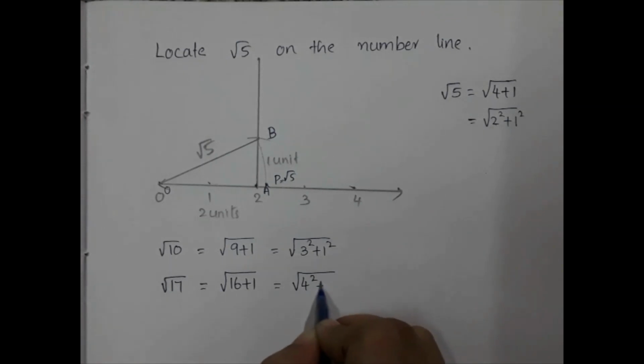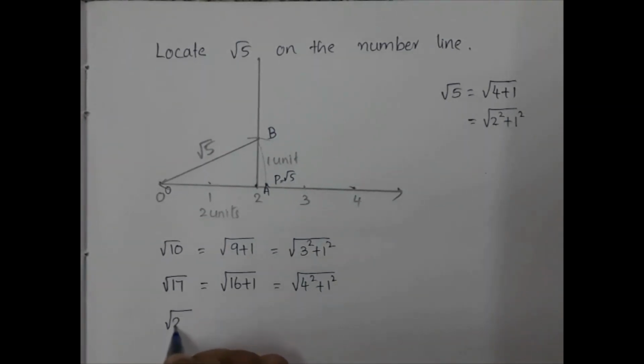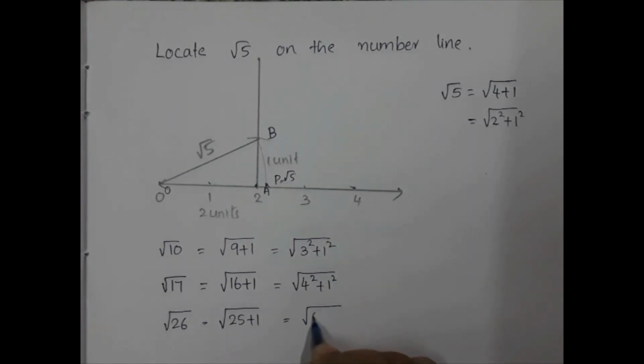4 square plus 1 square. Clear? Then root 26. How can we represent root 26? Root 26 is equal to root of 25 plus 1, you can write. That is equal to root of 5 square plus 1 square. That is, the base is 5 units and the altitude is 1 unit. Likewise you have to take.